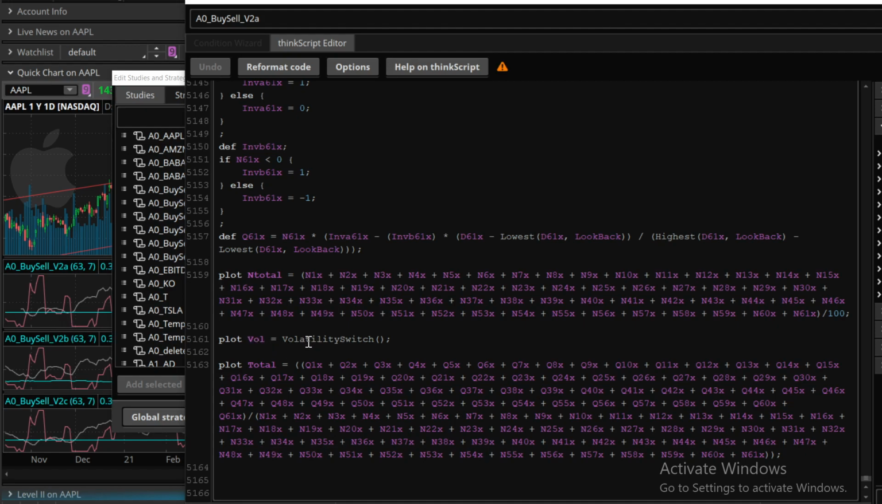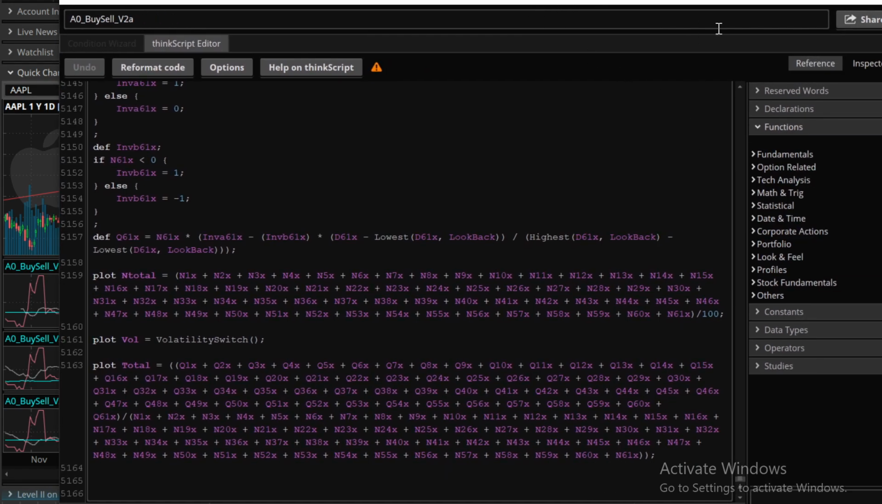The second plot is going to be the volatility. It's called volatility switch. I just found that that gave the best number related to volatility. And then the third one is the actual score. It's a normalized score between 0 and 1. The way I have it set up, anything below 0.25 is a buy. Anything above 0.75 would be like a sell signal. So now let's go and check out.